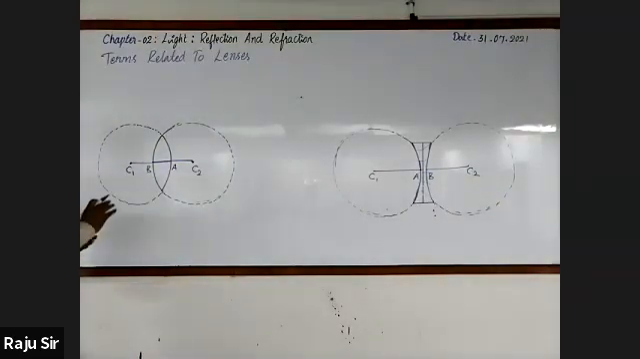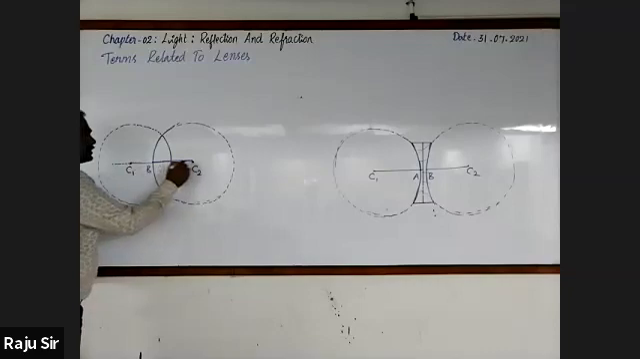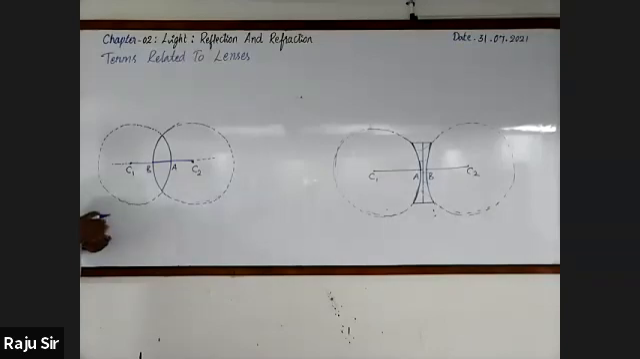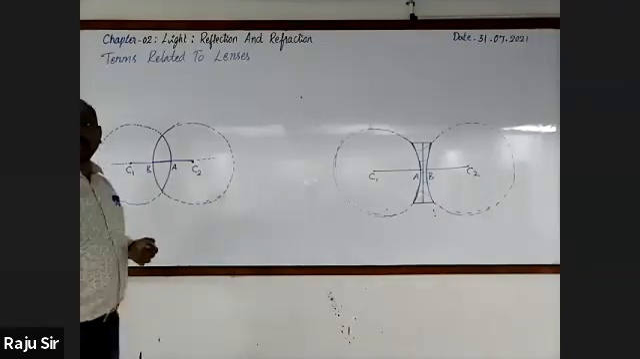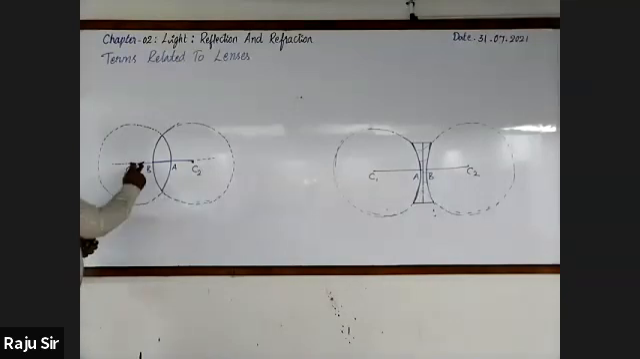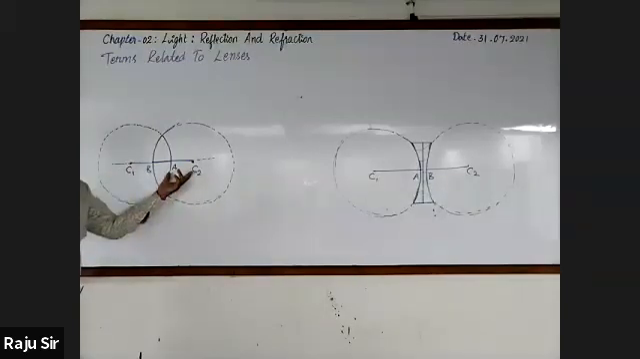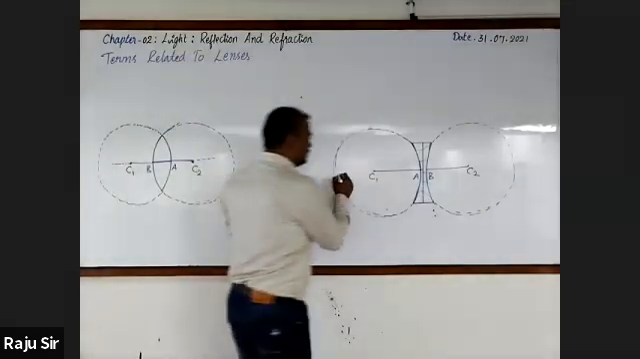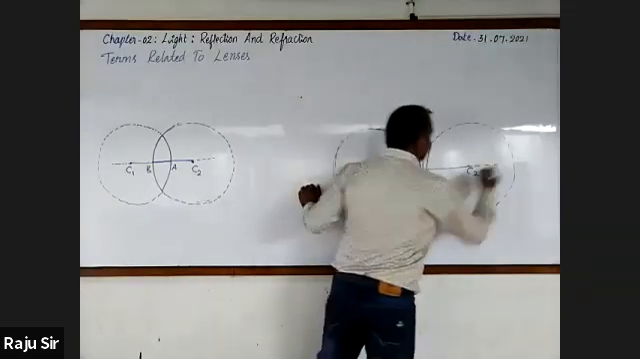Next, let us imagine a ray of light that passes through the centers of curvature. What is it called? Principal axis. So this is also the principal axis. The imaginary ray that passes through the centers of curvature of a lens is called the principal axis. And here also I am marking this is the principal axis.